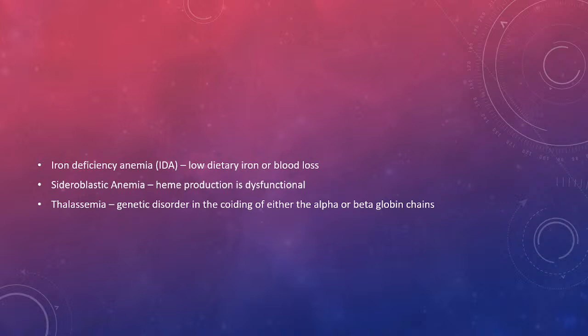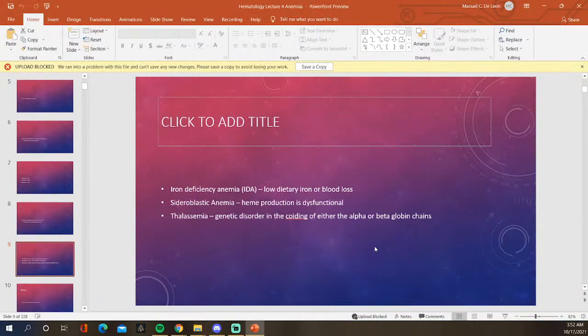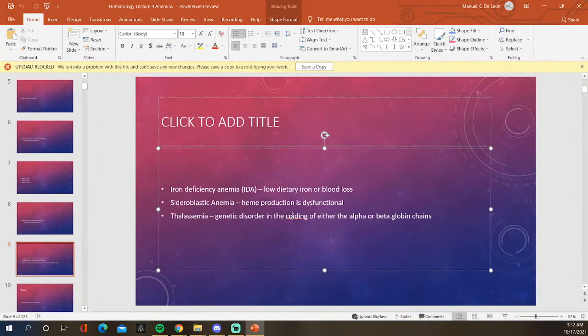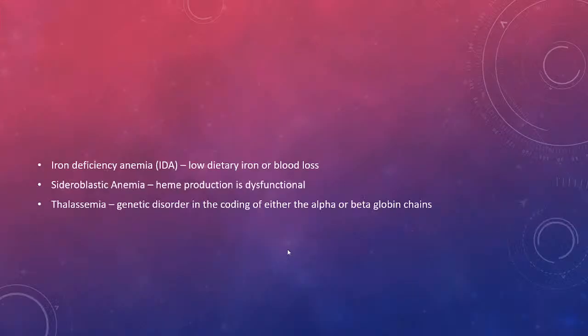For sideroblastic anemia, you have a problem with the heme. The heme production is dysfunctional. All right, for thalassemia, sorry. For thalassemia, it's a genetic disorder. For coding, that's coding, guys. I will change that, there's a typographical error. So there's a problem in thalassemia. There is a problem in the coding for alpha and beta globin chains.